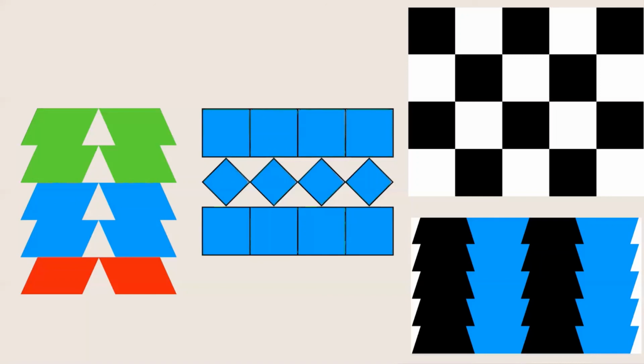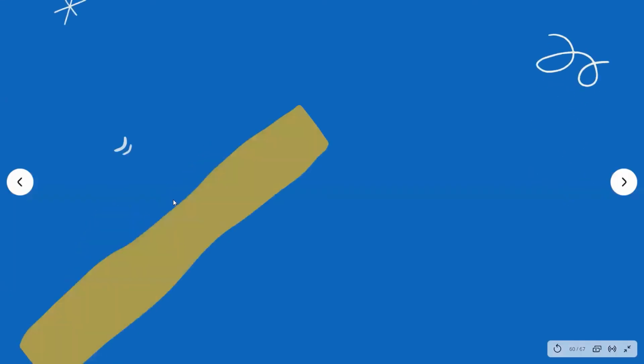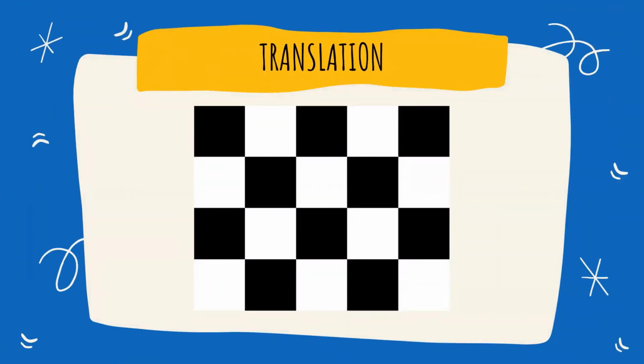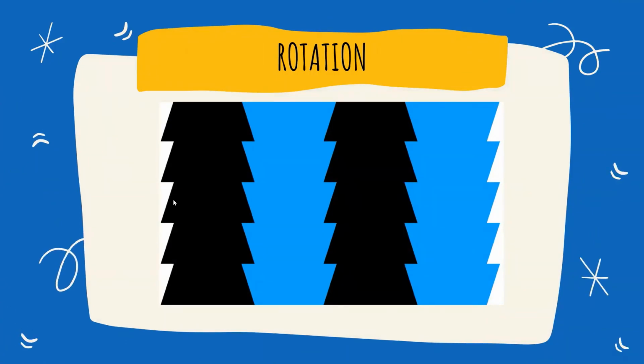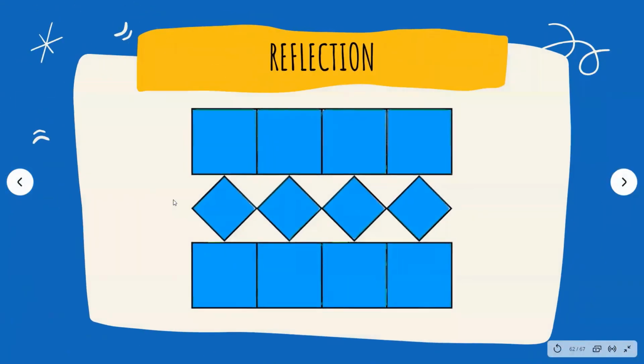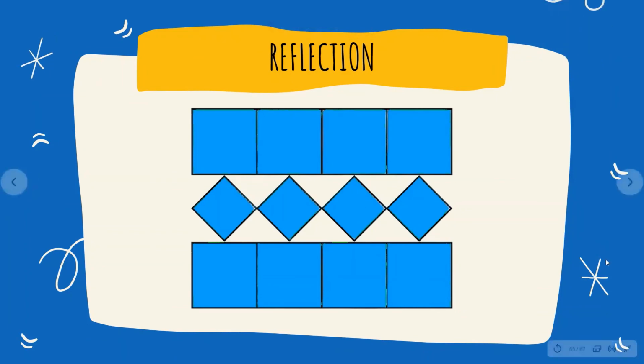So the first technique we learned about are translations, so we'll start with that. The figure that uses translation are the black and white squares. Next figure, this is the rotation figure. The third figure, this is the reflection figure. Now last is the glide reflection.